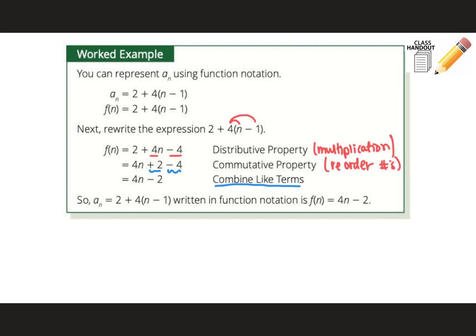So like I said, 2 minus 4, or 2 plus negative 4, gives me negative 2. So then we can rewrite this function as 4n minus 2. So this function, a_n equals 2 plus 4 times (n minus 1), can be rewritten in function notation as f of n equals 4n minus 2, which we know is in the form f of x equals mx plus b. So we can clearly see that this arithmetic sequence is a linear function. It may not look like it when it's in its explicit form, but when we rewrite it, we can clearly see that it is a linear function.